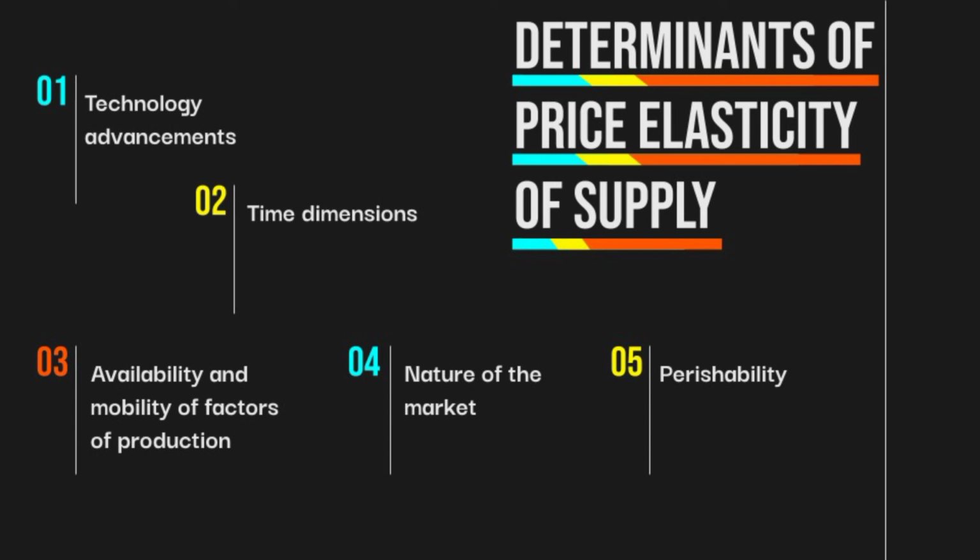The last one is perishability. For perishable products such as agricultural products, supply tends to be inelastic. Changes in price do not affect supply much because sellers cannot store perishable products for long periods of time. In the case of less perishable products such as manufactured products, the supply is more elastic. If sellers expect a price increase in another 2 months, they may store this product for future sale.